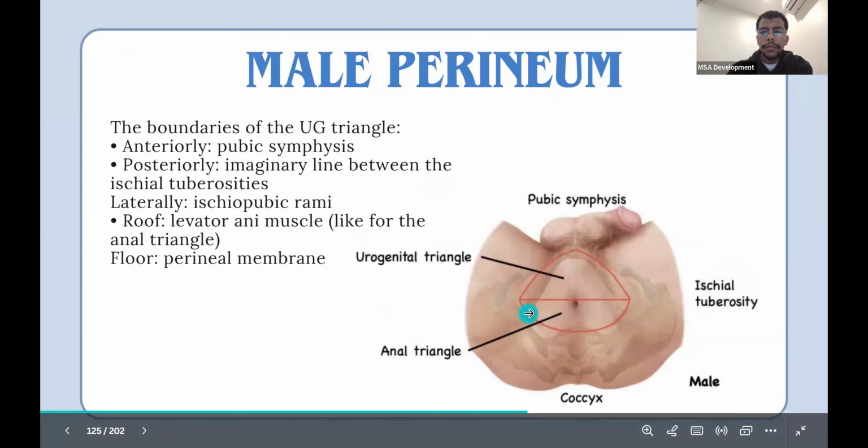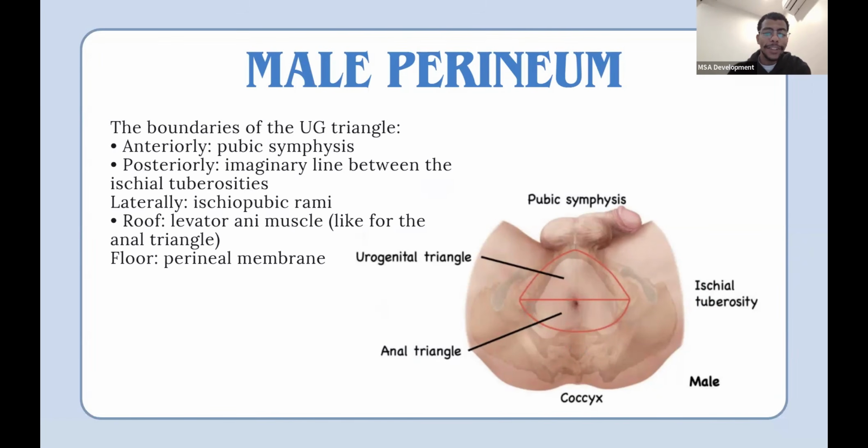Now here's the male perineum. So I put this picture on purpose because in our final they shocked us with a picture like this, but it was a real human being. Be prepared for these kind of pictures. And we said it's divided into two triangles.